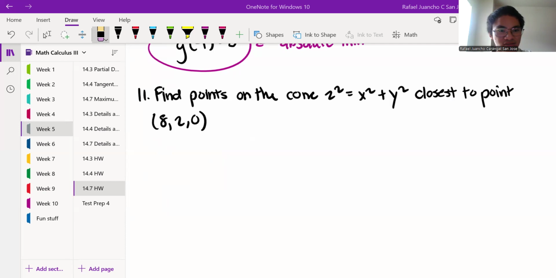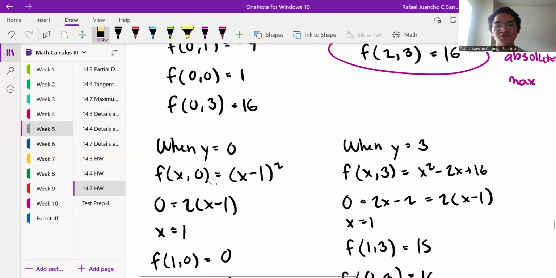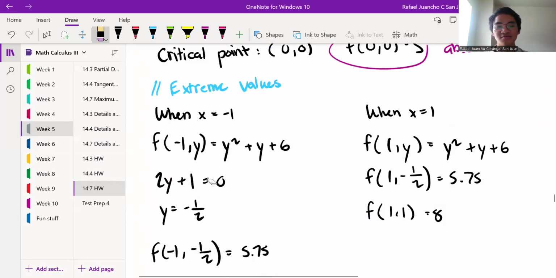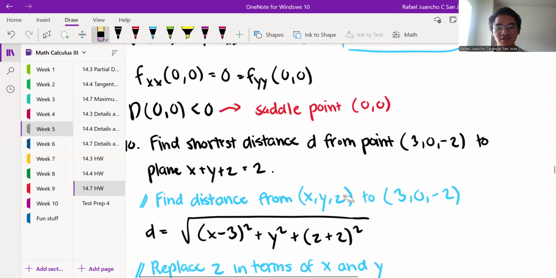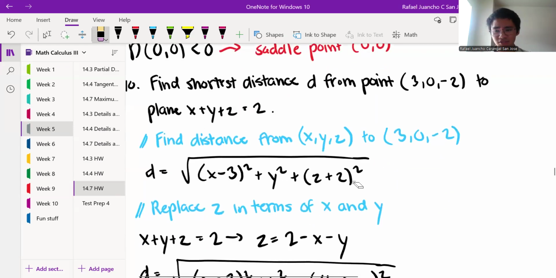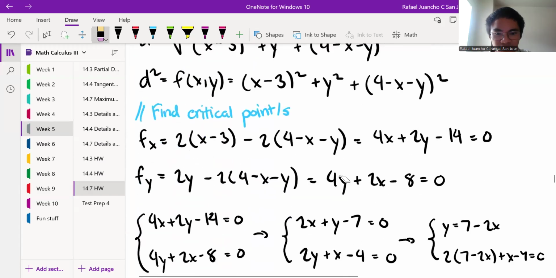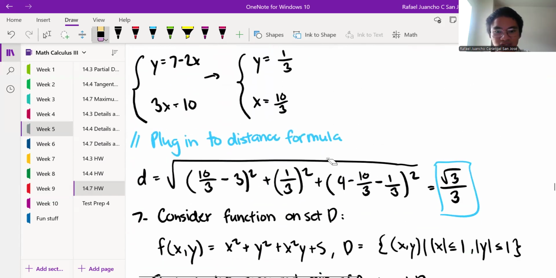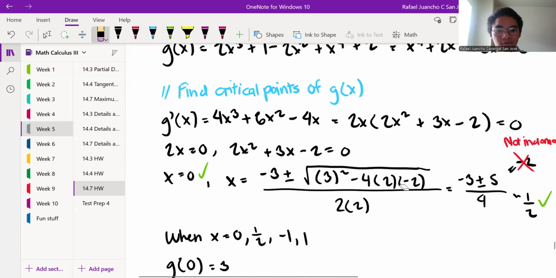Closest. Okay, so first thing, here we're doing closest, right? So here we're most likely doing a shortest distance formula again. And we have steps for that, right? So we find the distance from the point to a general quadric surface, say a cone. Then we replace z, we find the critical points, we plug those critical points into the distance formula. As simple as that. Okay?